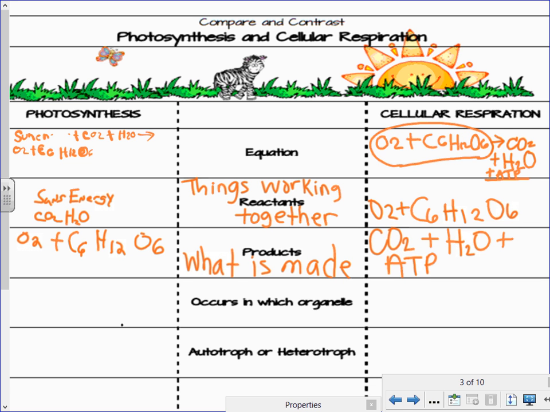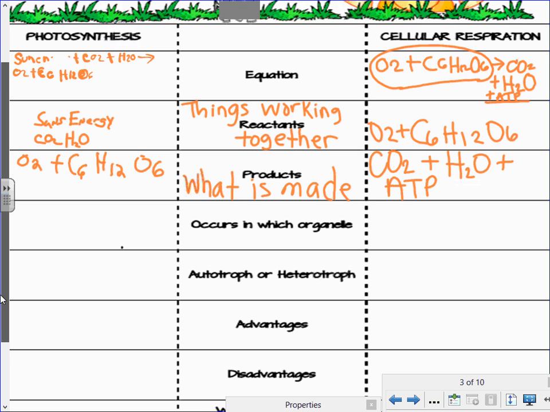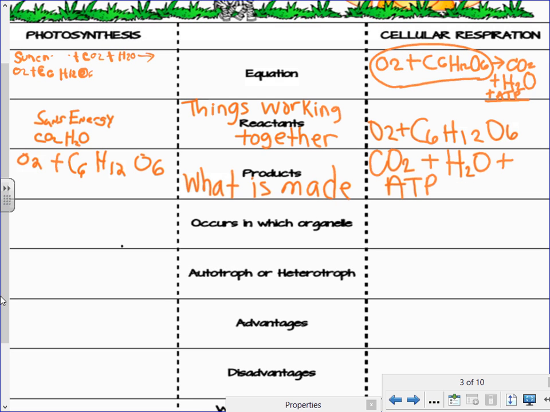A member from group 4. Group 4 is a member? We're looking at occurs in which organelle? Photosynthesis occurs in which organelle? We did a leaf experiment with this and we took notes. Not a leaf experiment, leaf diagram. No, chlorophyll is not an organelle. Thank you. Chloroplast, very good.